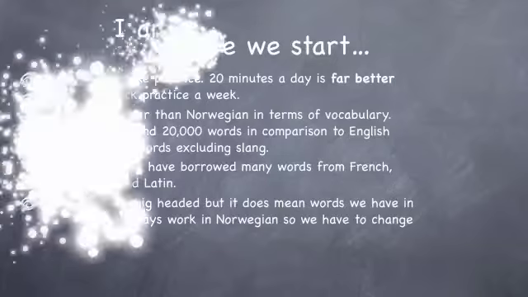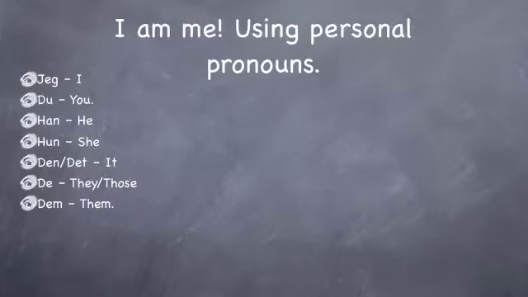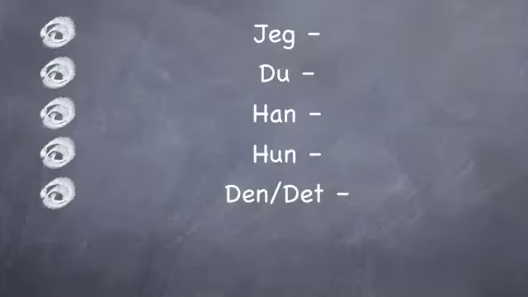Well, let's begin then. Jeg, meg. I am me, using personal pronouns. Personal pronouns in English are things like, for example, I, you, he, she, it, they, those, and them. In Norwegian, it's jeg, du, han, hun, den, or der, de, and dem. Let's try that again. Jeg, du, han, hun, den, and der. And we'll come to the rest of those shortly.